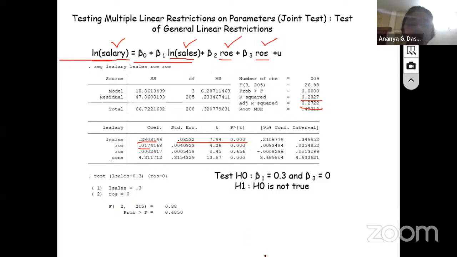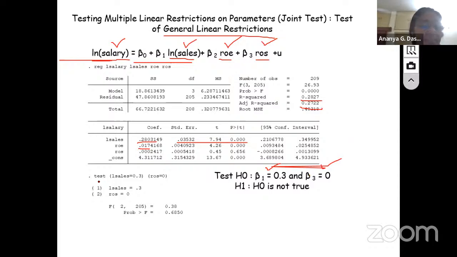And finally, I have another test of a general linear restriction. Why is it a general linear restriction? Because these are not exclusion restrictions. This is not just saying that it's equal to 0. Here I'm testing that beta 1 is equal to 0.3. I just picked up this value. And beta 3 is equal to 0. So together, it is the case that the sales elasticity of salary is 0.3, and that ROS does not have any effect on salary, right? That's what this is testing.